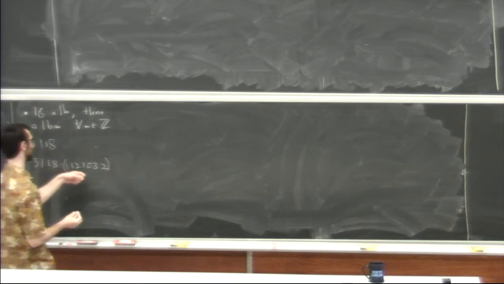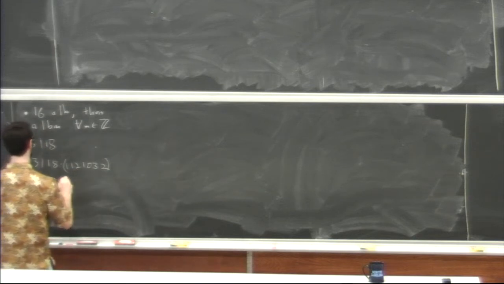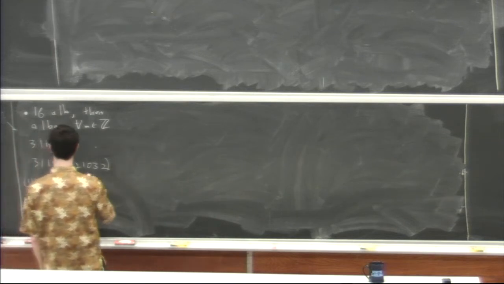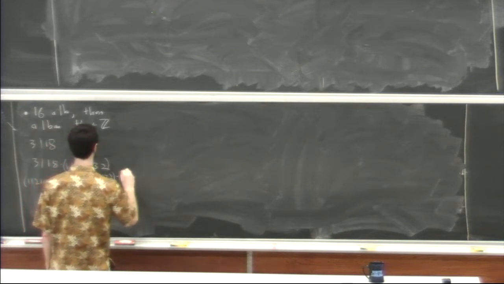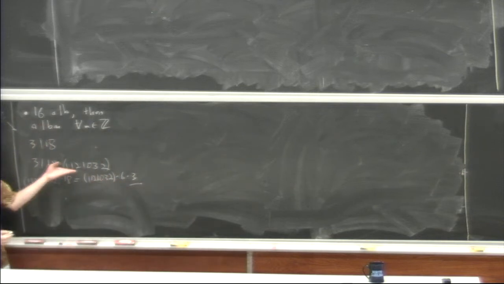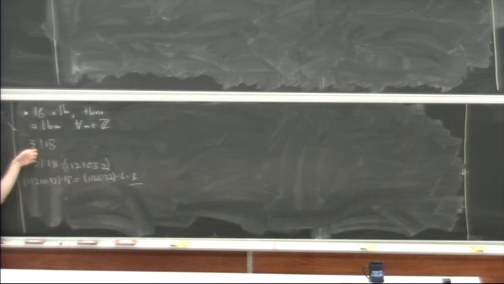Because I can always write this big product, 1, 1, 2, 1, 0, 3, 2 times 18, is really equal to 1, 1, 2, 1, 0, 3, 2 times 6 times 3. I have shown that this number can be written as some integer times 3. And the proof is doing this with symbols instead of 3 and 18 and some random number.